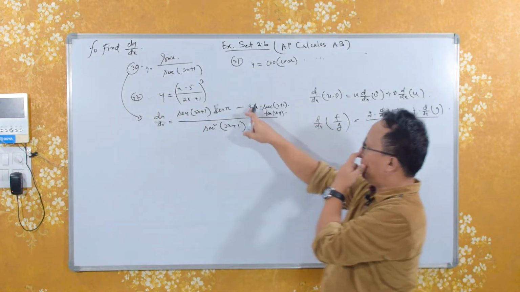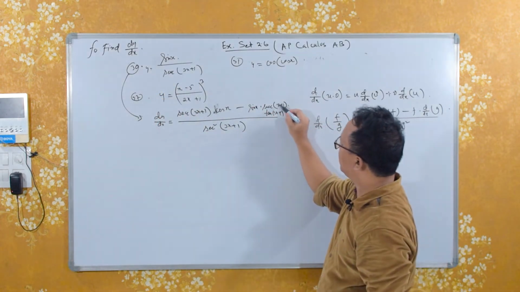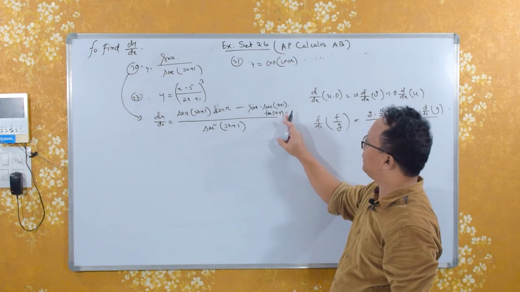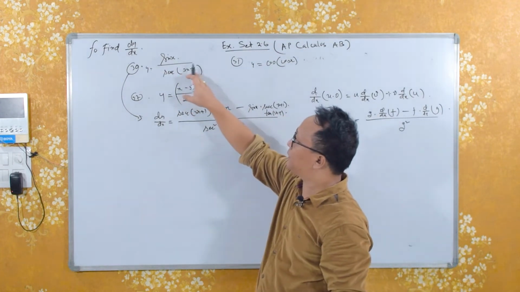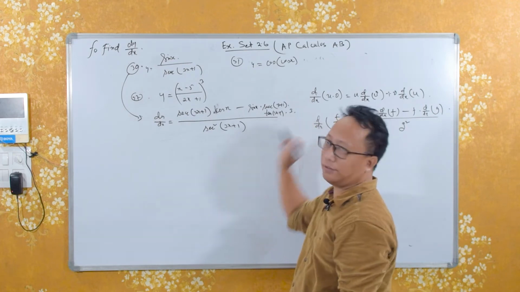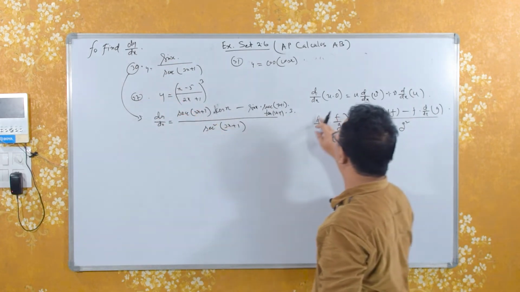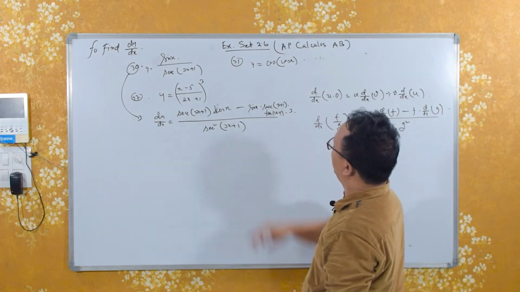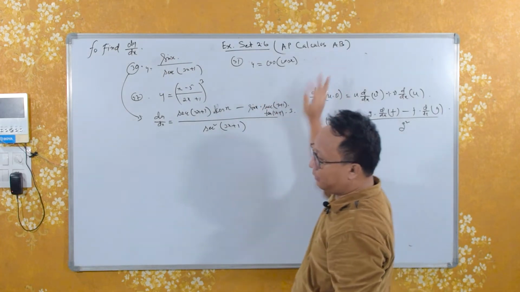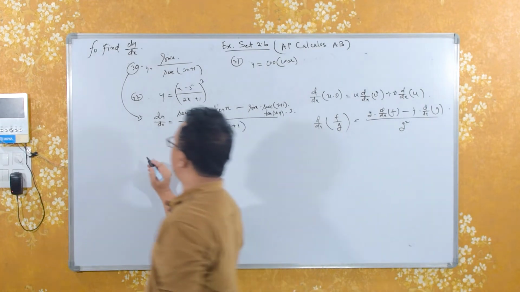Sec of 3x plus 1 into tan of 3x plus 1 into d/dx of 3x plus 1, and d/dx of 3x plus 1 is what? 3. This is the correct answer for 30. Here we are applying this formula. Now 31 we can complete in one line.